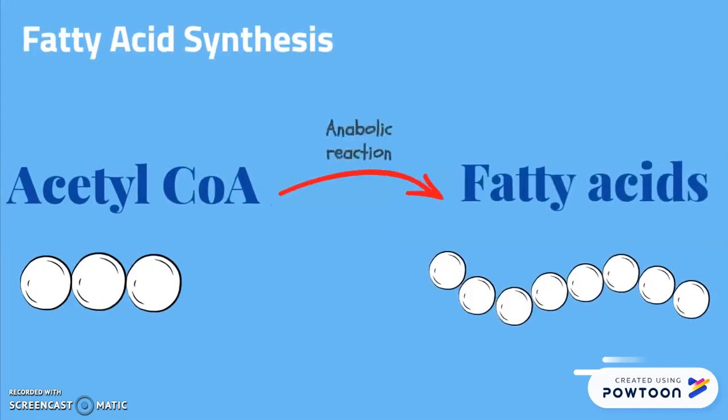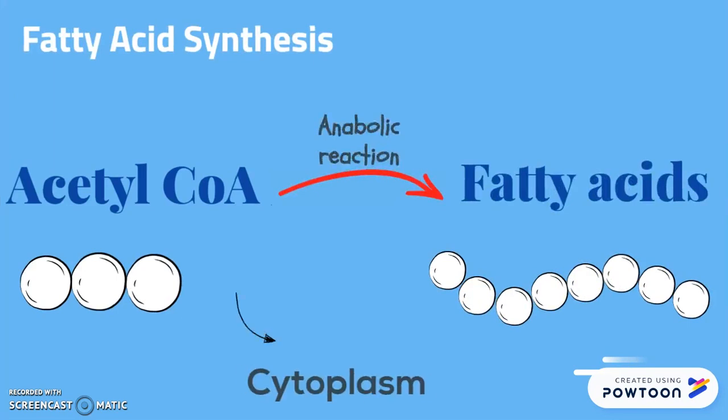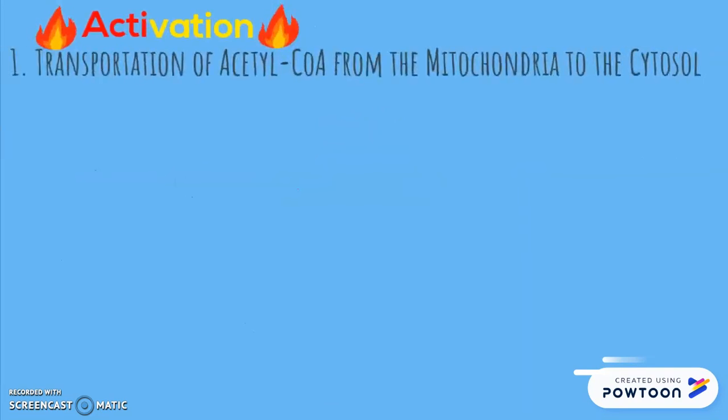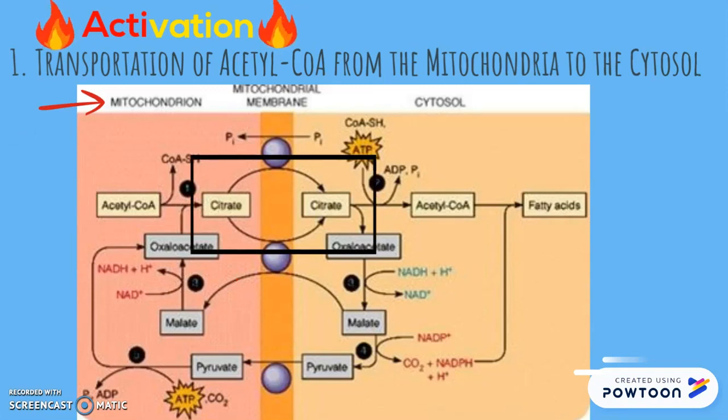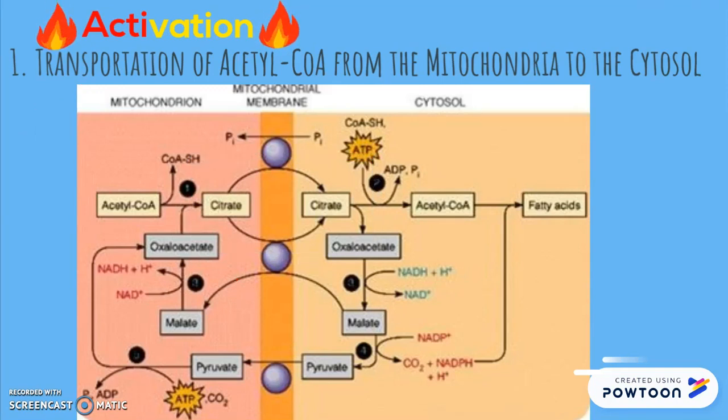Fatty acid synthesis is an anabolic reaction which occurs in the cytoplasm involving a large complex of enzymatic activities. The following steps are involved: activation, transportation of acetyl-CoA from the mitochondria to the cytosol, initiated when free acetyl-CoA accumulates within the mitochondria. The acetyl-CoA will react with oxaloacetate and the enzyme citrate synthase to form citrate, which is able to move between the mitochondria and cytosol. Once in the cytoplasm, the citrate is converted back into acetyl-CoA and oxaloacetate using ATP and the enzyme citrate lyase.